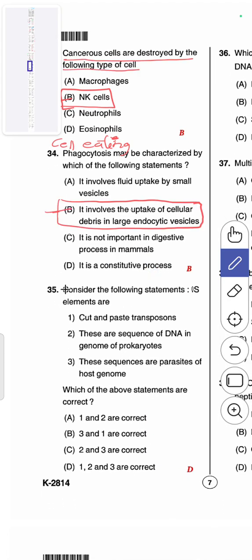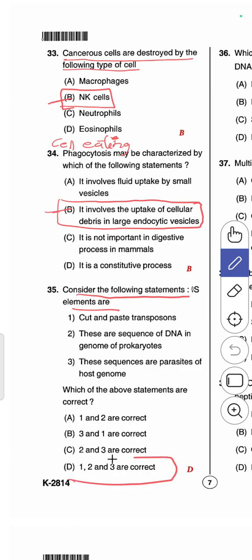One last question, that is, consider the following statements about IS elements. IS elements are cut and paste transposons. These are sequences of DNA in the genome of prokaryotes. These sequences are parasites of the host genome. So the answer for this one will be all the three, 1, 2, 3 are correct. So 35, D is the right answer.